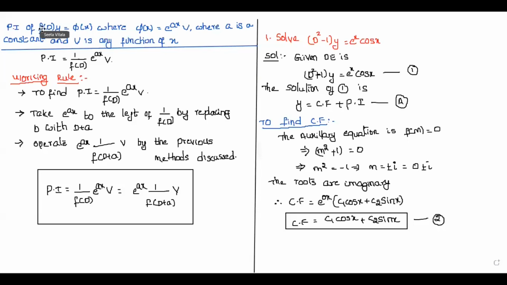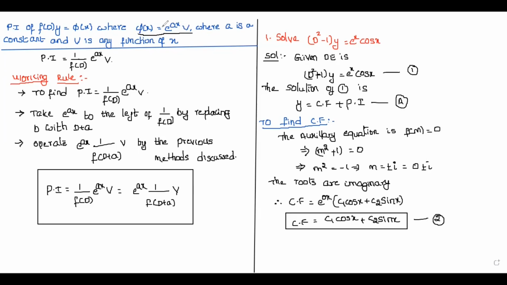The particular integral of 1 by f of D into y equal to phi of x, where phi of x is equal to e power ax into v. In the previous methods, we have seen how to find the particular integral of a function of x individually. So here we are going to look at the function phi of x equal to e power ax into v. If e power ax and v, a function of x, are multiplied together, then the particular integral of this type of function has to be found.